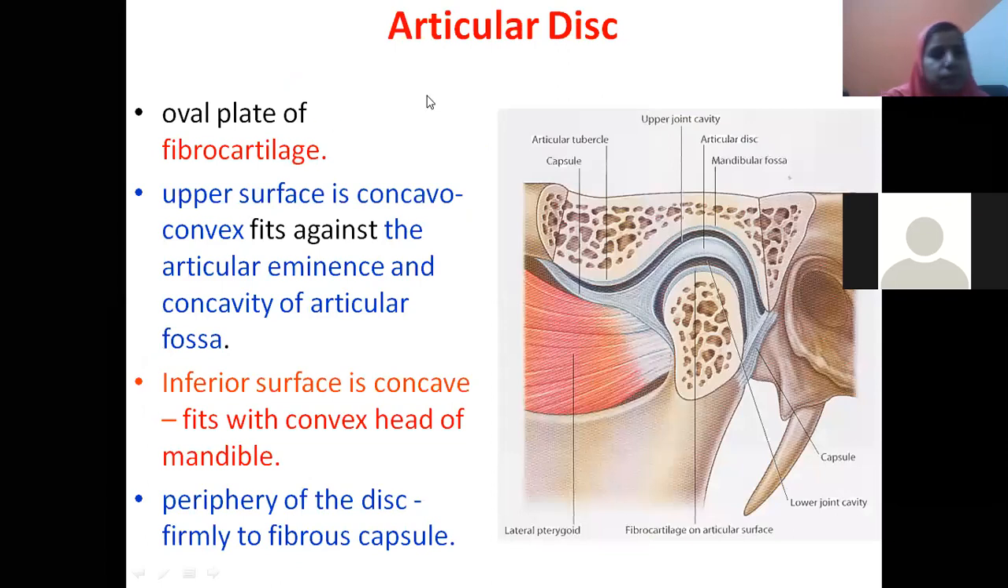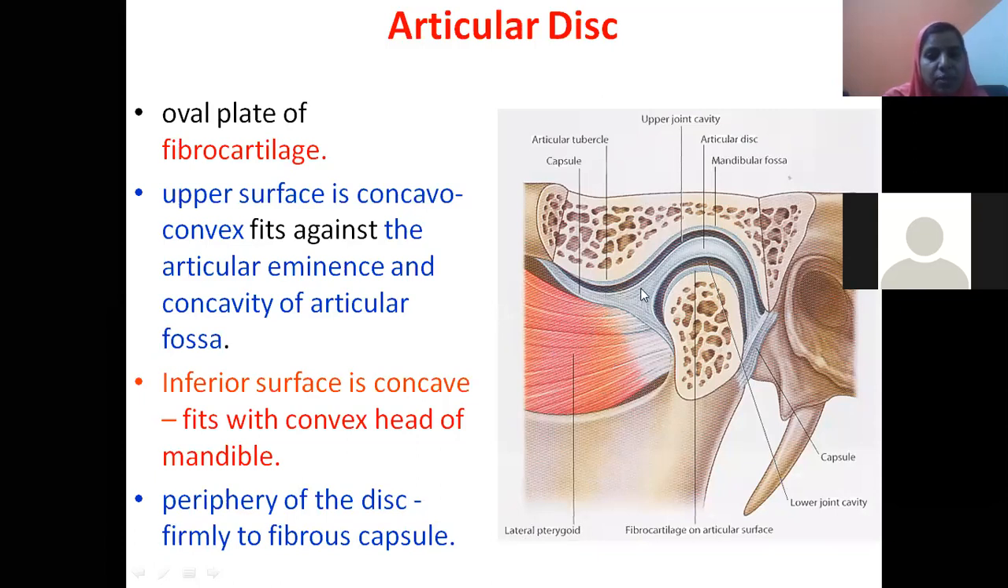Now see here, this is the articular disc inside, which is fibrocartilage. The upper covering of the head of the mandible is also fibrocartilage. And we know this intra-articular disc is the remnant of which muscle? What muscle is getting inserted here? Lateral pterygoid. Lateral pterygoid.